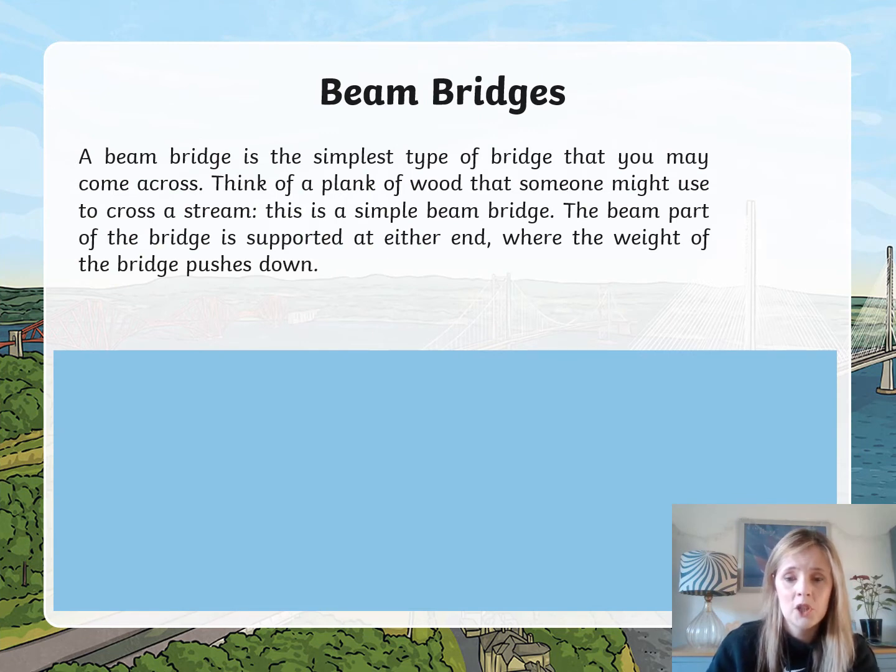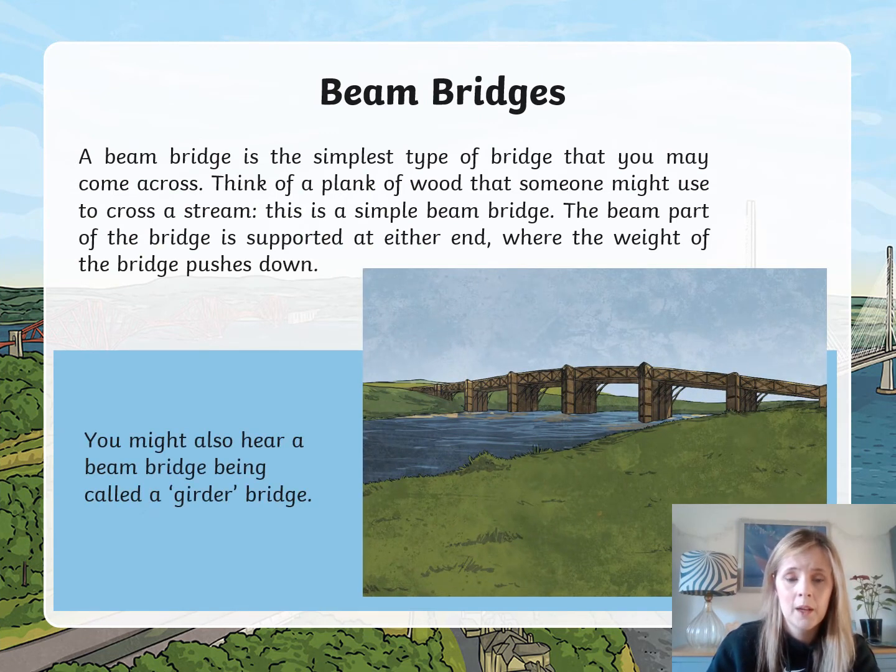This type of bridge is called a beam bridge. And a beam bridge is the simplest type of bridge that you may come across. Think of a plank of wood that someone might use to cross a stream. This is a simple beam bridge. The beam part of the bridge is supported at either end where the weight of the bridge pushes down.